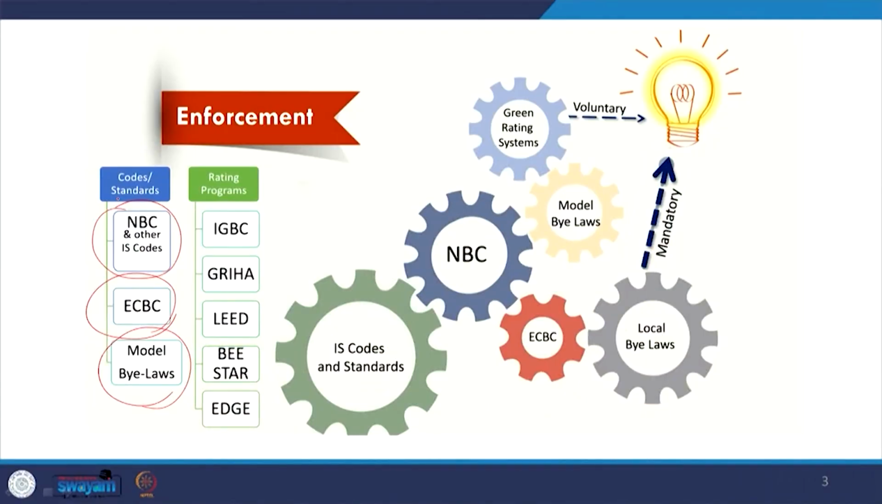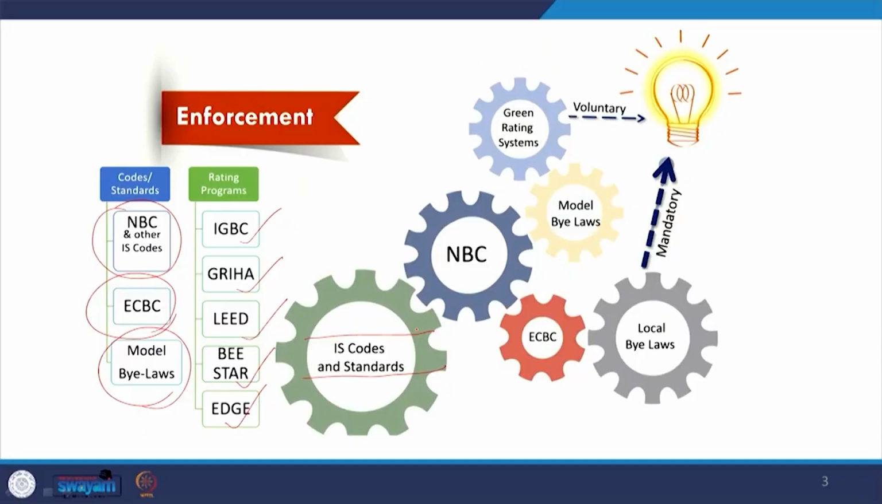In addition to these codes and standards, we also have rating programs. We have also seen that several of these rating programs are applicable in our country. We have IGBC, GRIHA, LEED, BEE star rating for buildings, and EDGE, which is being implemented in our country. These are also voluntary. So, when we talk about enforcement with the help of these codes and standards, and how green or sustainable buildings are being made using these rating programs, all of these have a role to play.